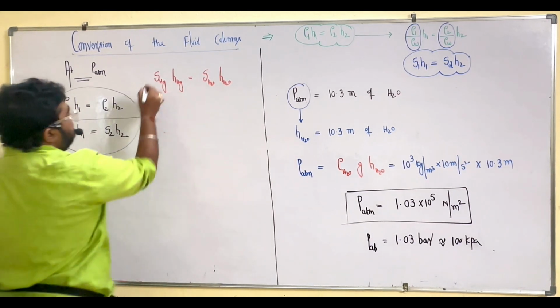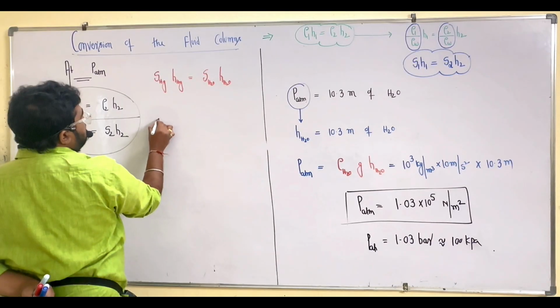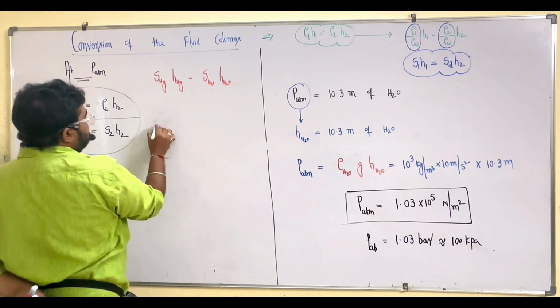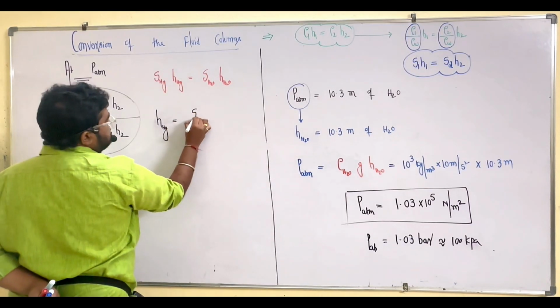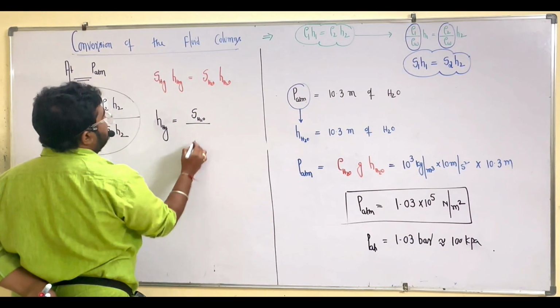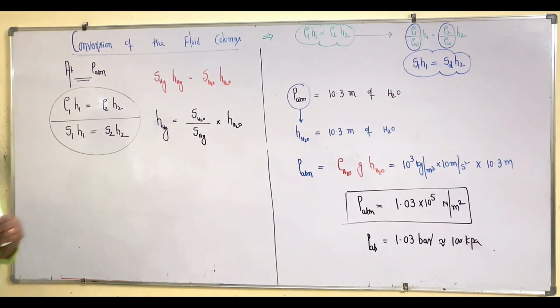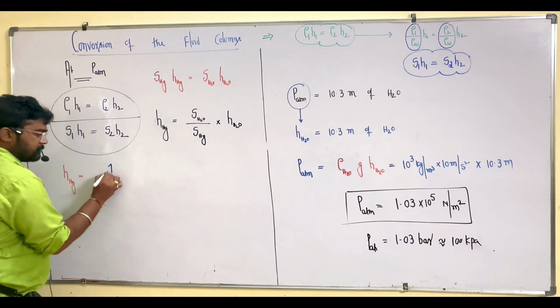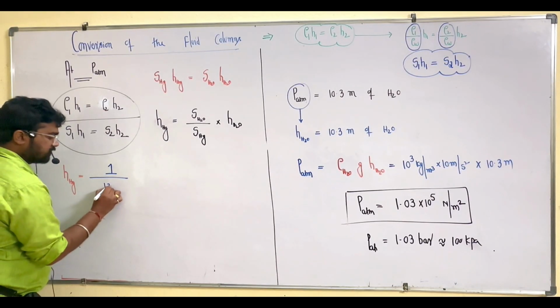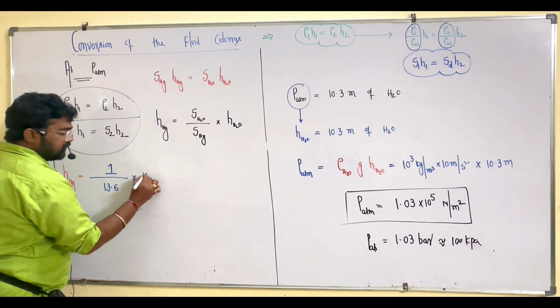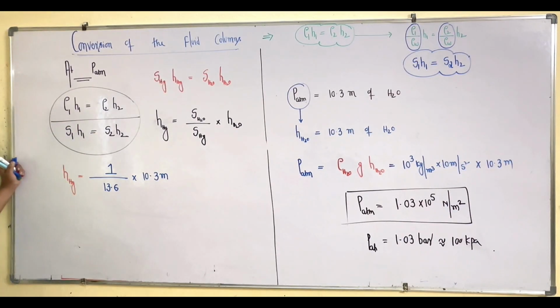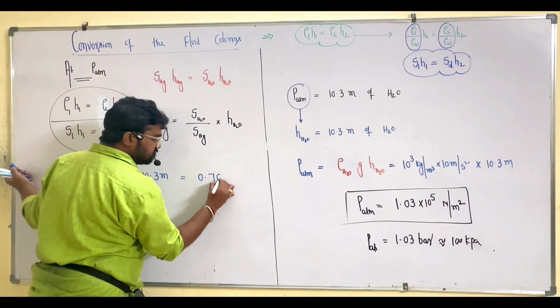So what do you get? Now if you want H mercury, then H mercury equals S water by S mercury times H water. What should we substitute? The specific gravity of water is 1, the specific gravity of mercury is 13.6, and H water is 10.3 meter of water. If you do this, 0.76 will come.